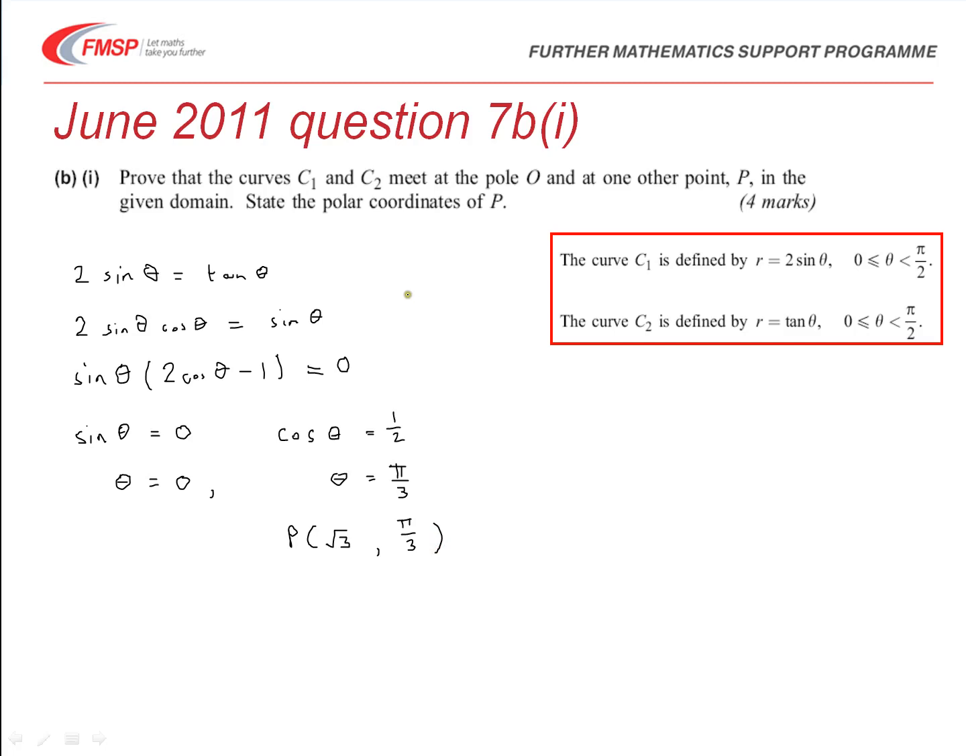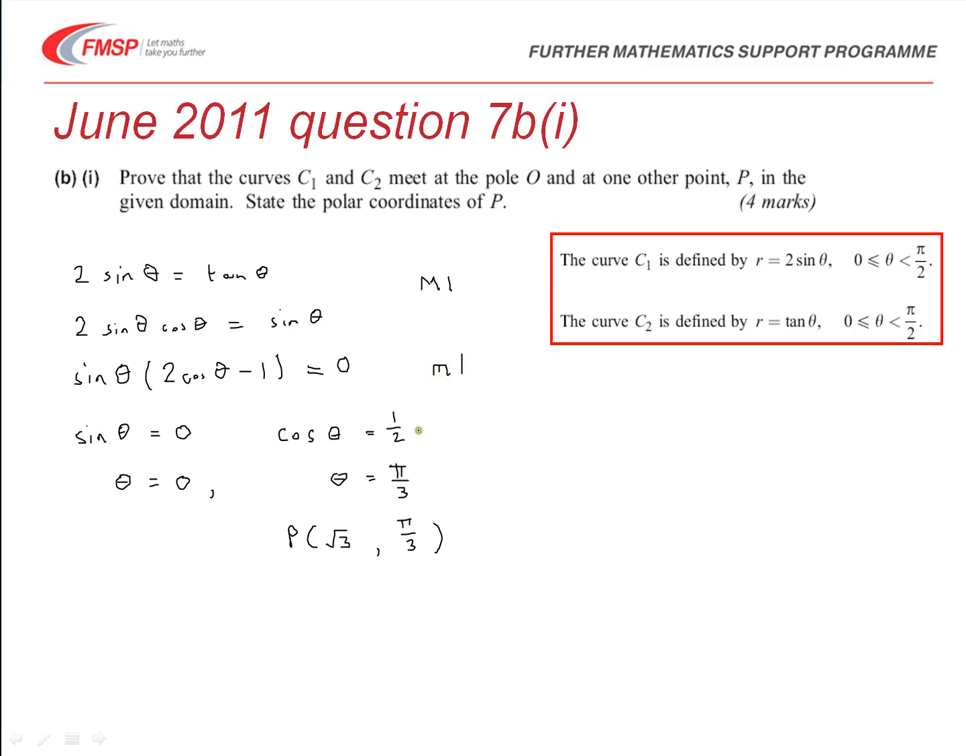Again, 4 marks for this part. So again, equating them initially will give us a mark, and then rearranging them and factorising this into an appropriate form as a method of solution will give you a mark.